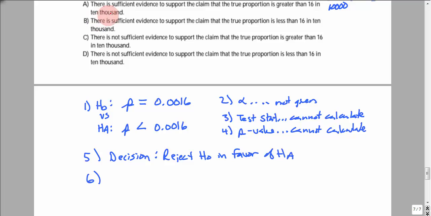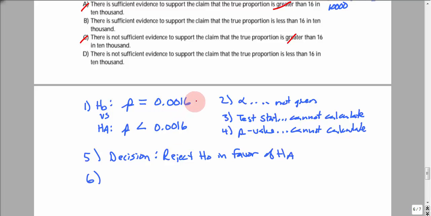So let's go ahead and read through these. The beginning part is there is sufficient evidence, there is sufficient, there is not sufficient. So it looks like we could throw 2 of these out right away. Also, we have 2 that say greater than, 2 that say less. So writing out the null hypothesis, I need one of the 2 that say less. So the greater than ones we can throw out just because the greater than part doesn't fit with our null hypothesis.